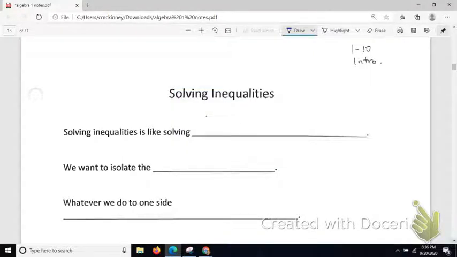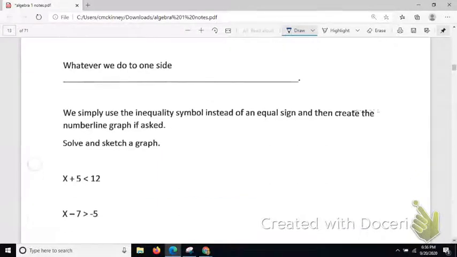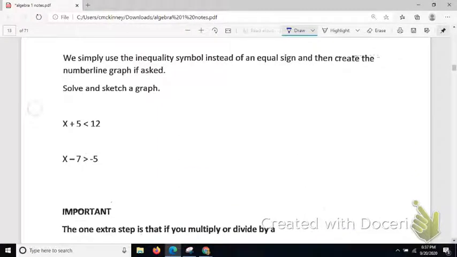And if you are good at solving equations, then you'll be fine. So we simply use the inequality symbol instead of an equal sign and then create a number line graph if we're asked to, the way you just did those number line graphs in K1.